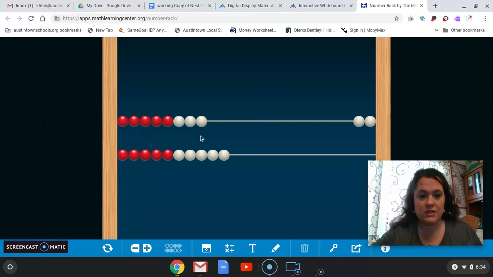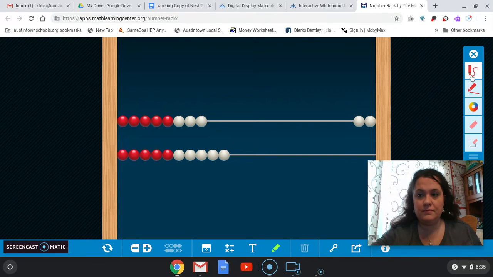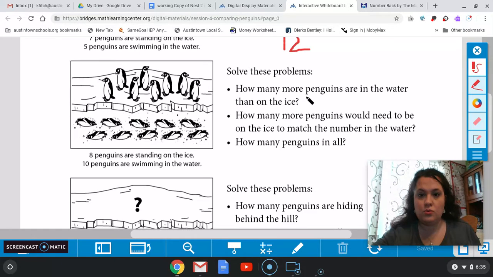So now I'm going to move over 10. So I have 8 in the ice, 10 in the water. I'm going to get my pen, and I'm going to separate where they don't line up anymore. So let's look. Where do we no longer have a pair? Right there. Okay. How many more in the water? Good. 2 more. Nice job. So 2 more are in the water than on the ice.